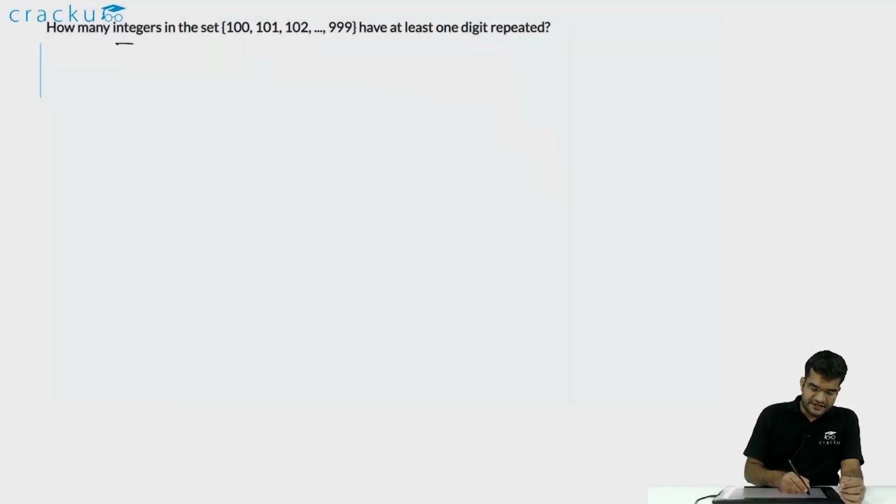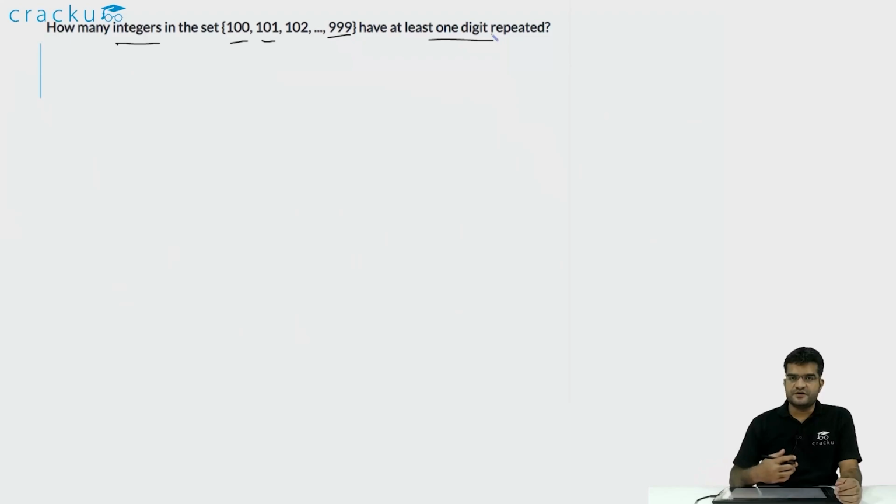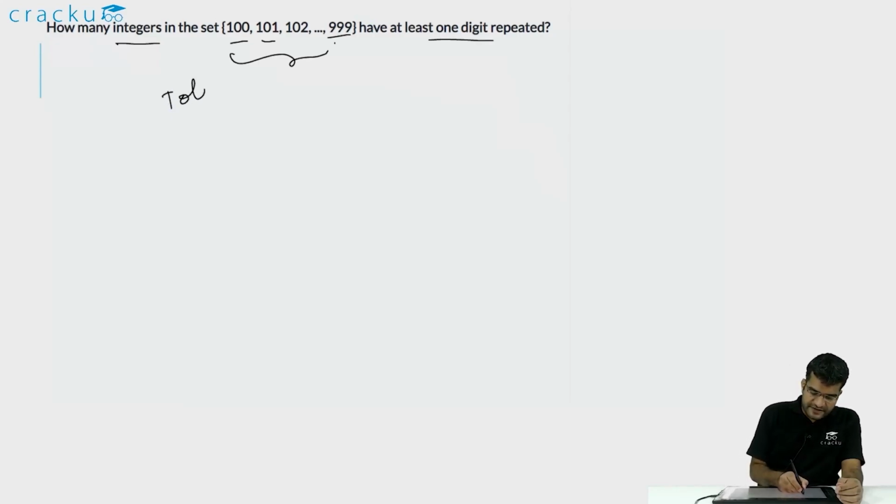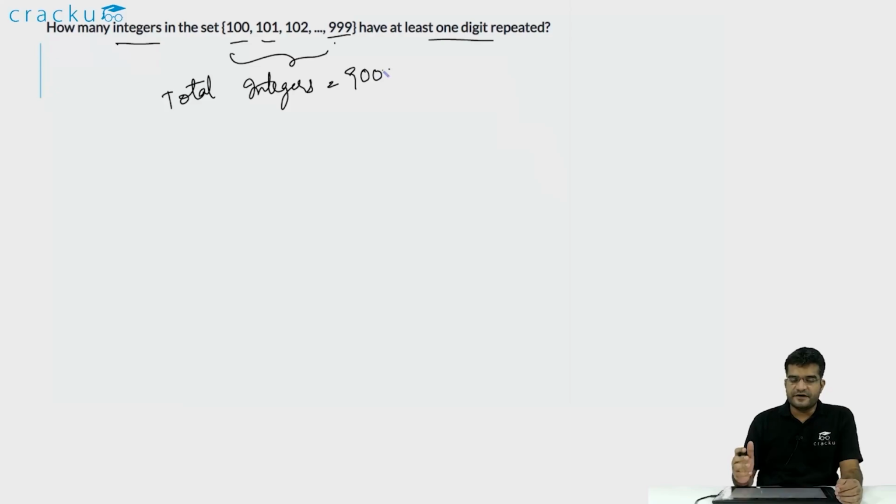In this question we are asked to find out how many integers in the set 100, 101 till 999 have at least one digit that is repeated. So what is the total number of integers that are in the given set? They are the list of all 3-digit integers from 999 to 100. So the total number of integers in the given list is equal to 900, of which we are required to figure out how many integers have at least one digit that is repeated.